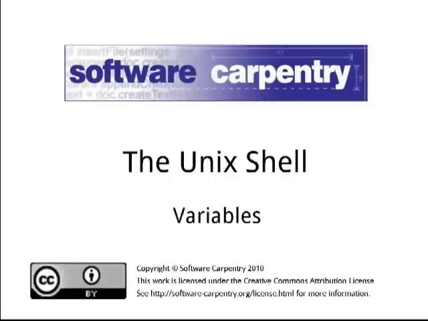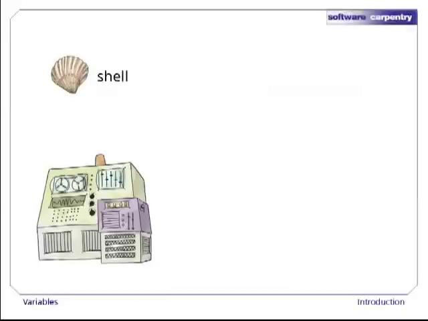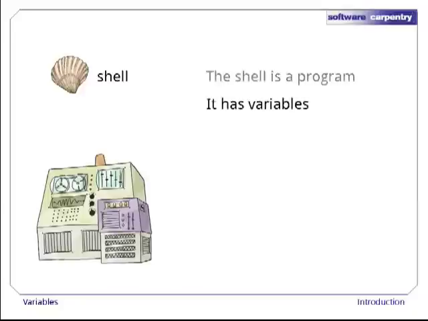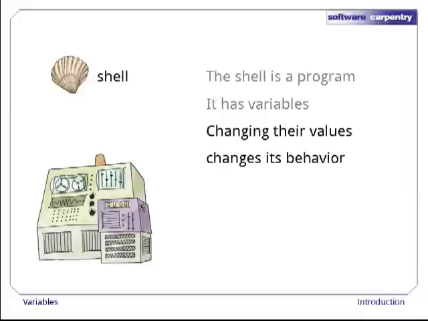Hello, and welcome to episode number 8 of the Software Carpentry lecture on the Unix shell. In this episode, we'll have a look at shell variables. As you've heard several times by now, we're looking at how to interact with a computer using a command line shell. The shell is just a program, and like other programs, it has variables. Those variables control its execution, and by changing their values, you can change how the shell and other programs behave.